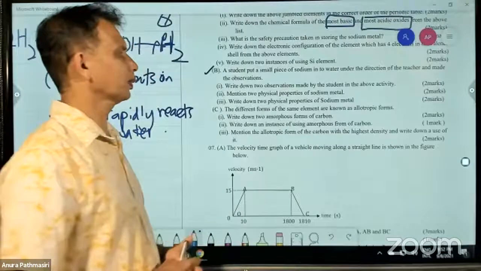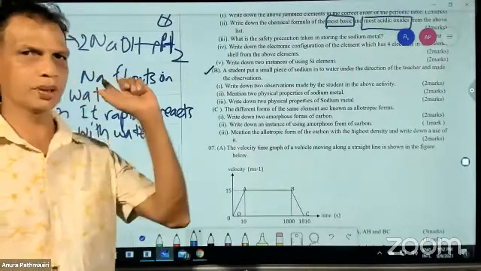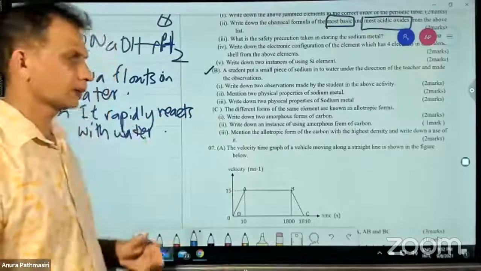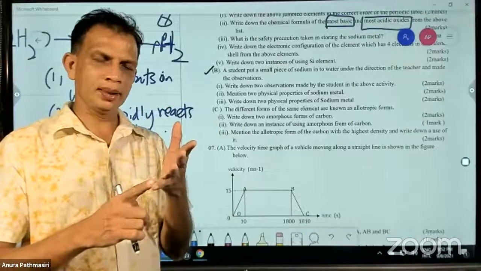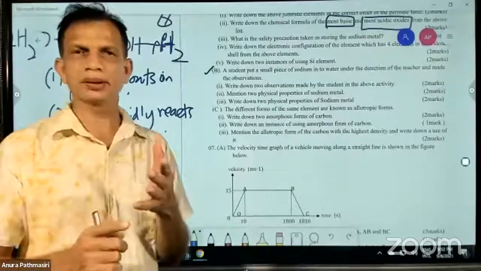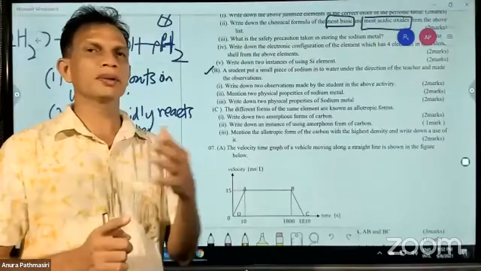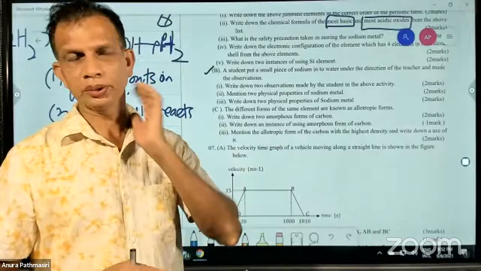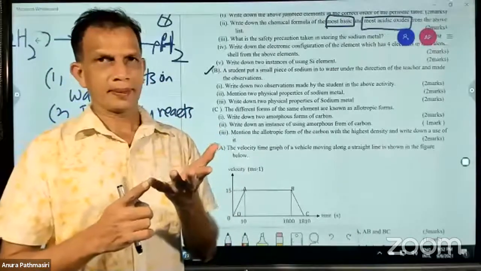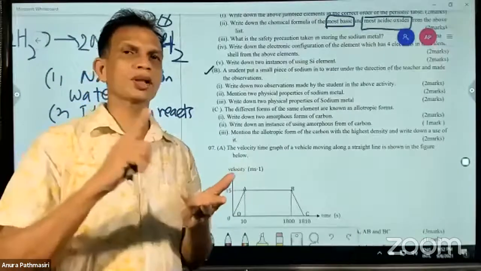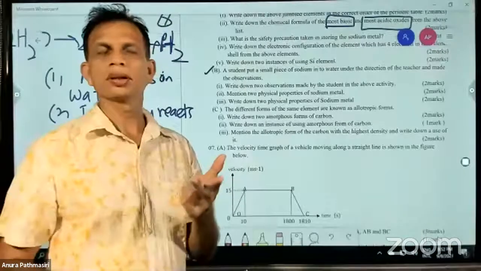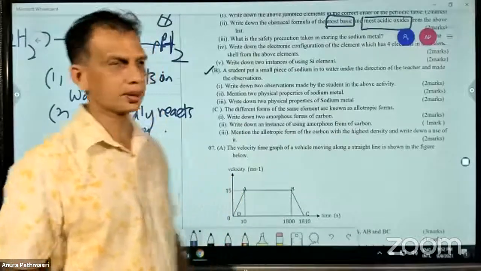Mention two physical properties of sodium metal. We observe two properties. One, it can be cut with a knife. It's a soft metal, even cut by the knife. Most important two, density is lower than water. Good conductor of heat and electricity. Conducts electricity.